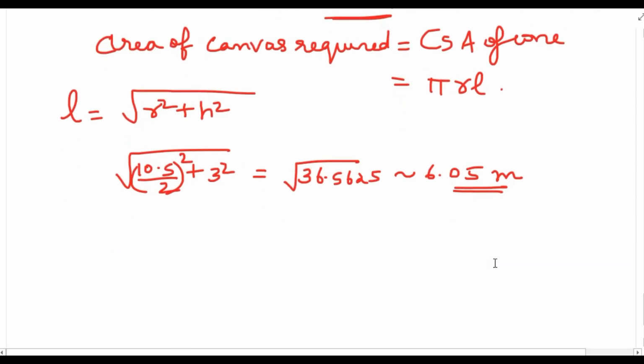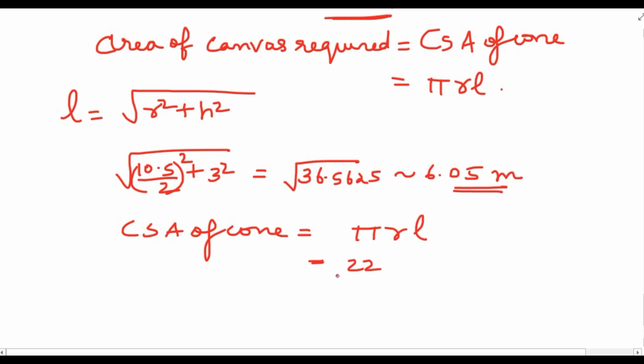So area of canvas is CSA of cone. CSA of cone is pi r l. Now we'll substitute the value 22 by 7 into 10.5 divided by 2 into 6.05, which is equal to 99.825 meters square.